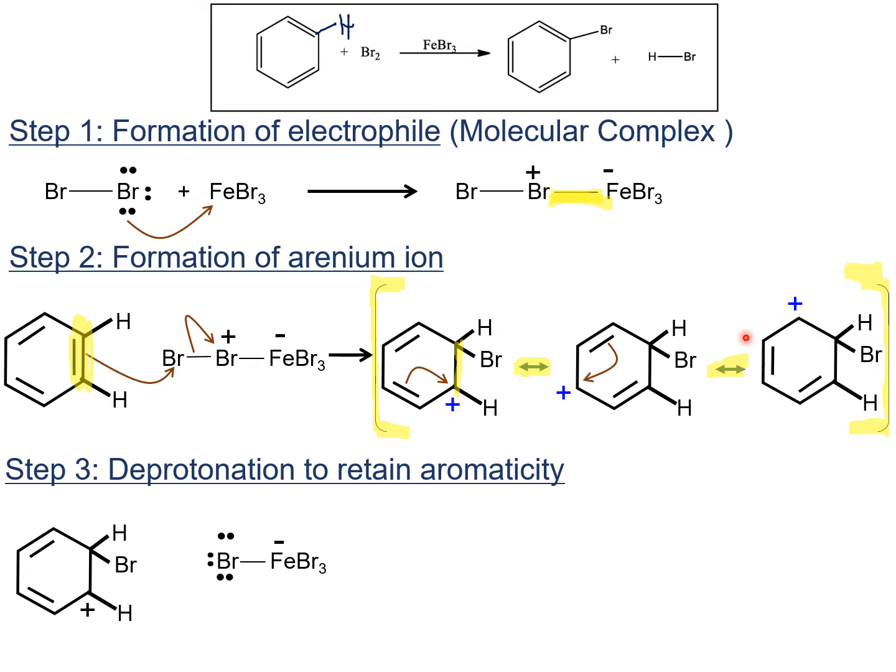You have to remember, bila buat delocalization of electrons inside the benzene ring ni, dekat step 2 formation of arenium ion ni, kena ada 3 macam ni. 1, 2, 3. Okay? Lepas tu barulah teruskan dekat step 3, deprotonation to retain the aromaticity.